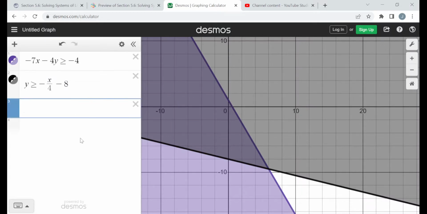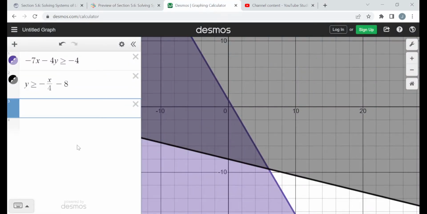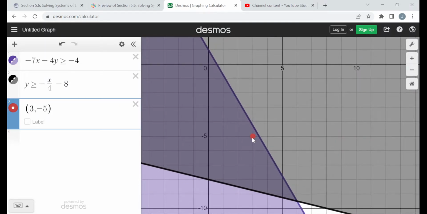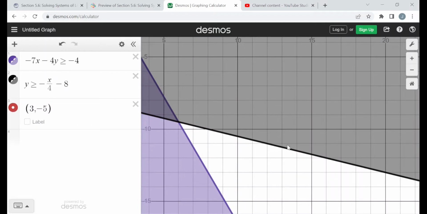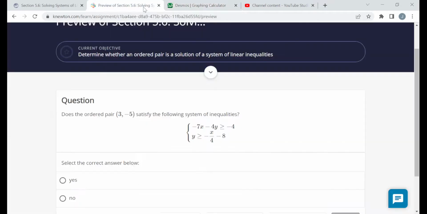Then they're asking us, is the point 3, negative 5 a solution? So I'll put the point 3, comma, negative 5, and ask, is that in this region? And it looks like it is. There's that red point. It's in that overlapping region, definitely, so it is a solution. If it was over here, it wouldn't be. If it was in the totally white region, it wouldn't be. But it is in the overlap. I'll write this out and we'll check it by hand, of course. You should be able to do all this by hand as well.